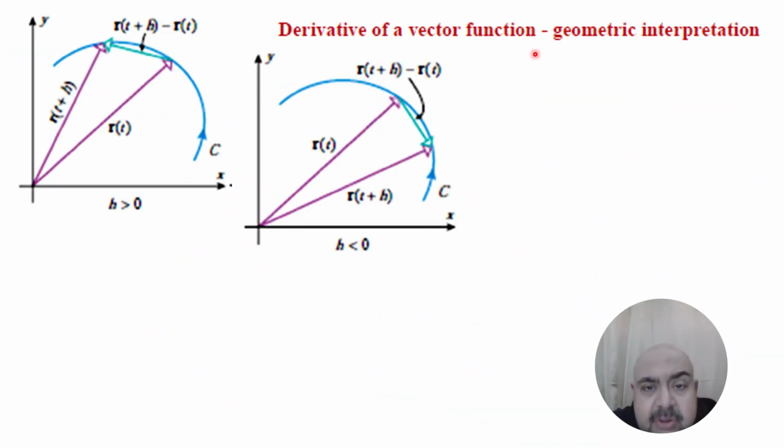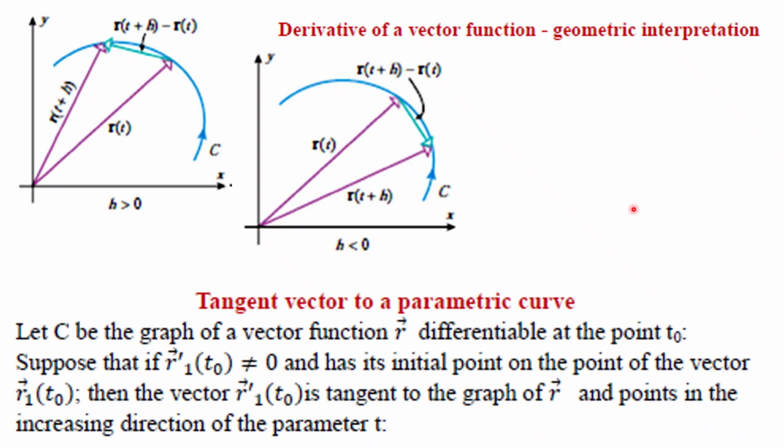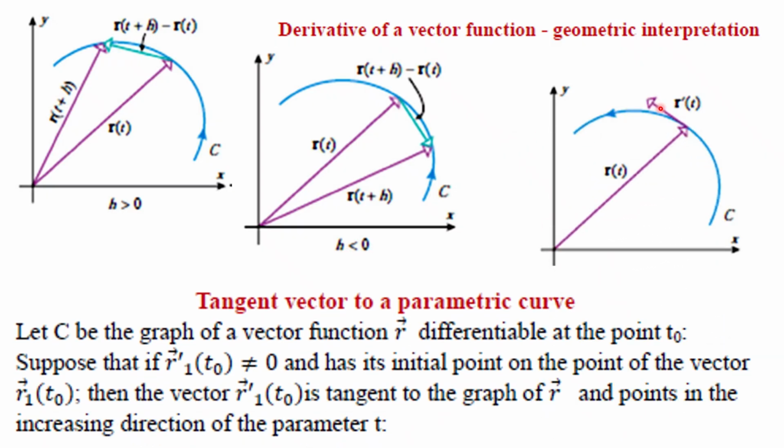Also, the geometric interpretation of the derivative of a vector function is that it gives you the tangent. Here, this is r of t, and that's r of t plus h. This is the limit that we are taking, r of t plus h minus r of t, while h tends to 0, in the case of h greater than 0, which will give you the tangent, which is r dash at a certain point. So the tangent vector to a parametric curve: if I differentiate my vector function, I will get the direction of the tangent at this point.